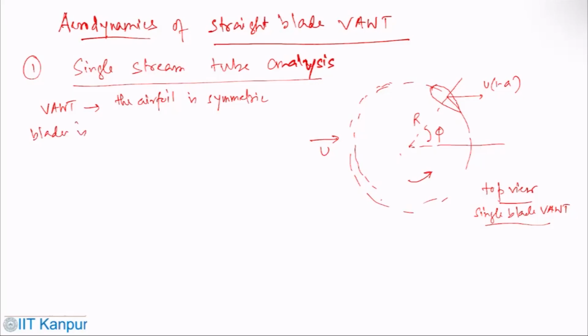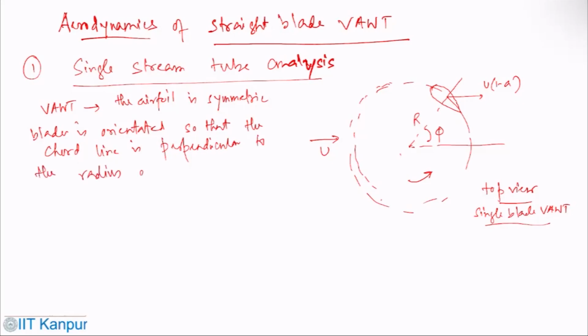So the blade is oriented so that the chord line is perpendicular to the radius of the circle. Okay. The radius defines the angular position, which makes an angle phi with the wind direction.